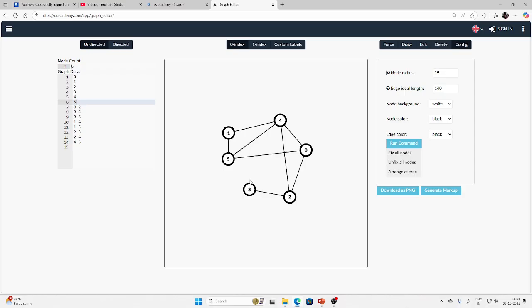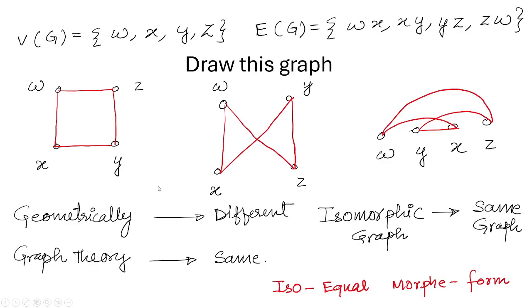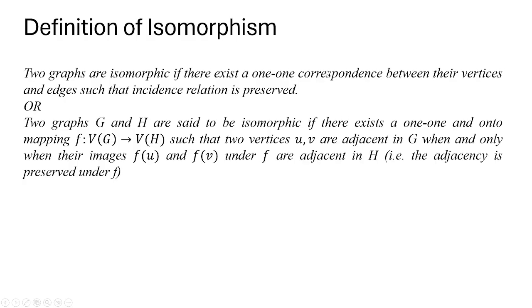So if you have two graphs and you say these graphs are isomorphic, then that means the incidence relation is preserved, and at the same time the adjacency is also preserved. The meaning is the same. Okay, let us move ahead. Two graphs are isomorphic if there exists a one-to-one correspondence between their vertices and edges, such that the incidence relation is preserved. That is what I was talking about.